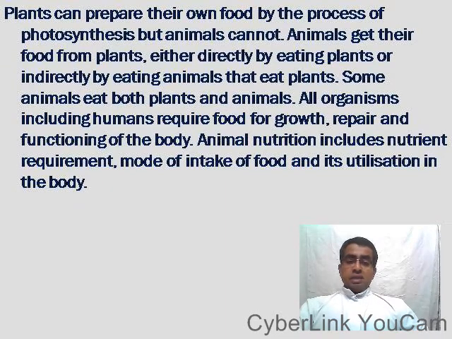In the last chapter, you learned that plants can prepare their own food by the process of photosynthesis, but animals cannot. Animals get their food from plants either directly by eating plants or indirectly by eating animals that eat plants. Some animals eat both plants and animals. All organisms, including human beings, require food for growth, repair, and functioning of the body. Animal nutrition includes nutrient requirement, mode of intake of food, and its utilization in the body.